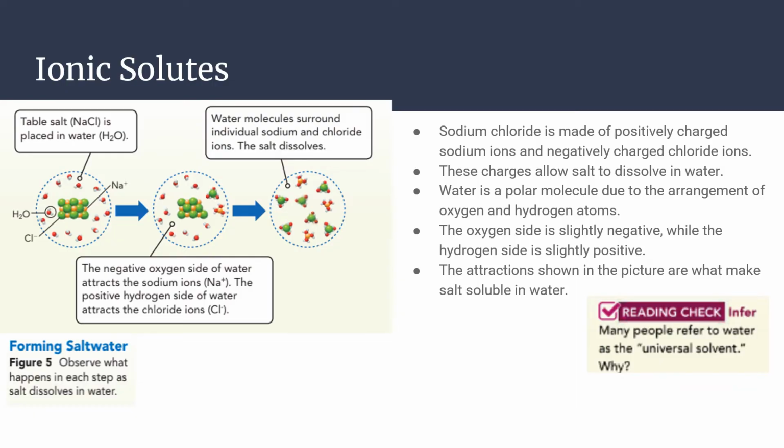So sodium chloride is made of positively charged sodium ions and negatively charged chloride ions. These charges allow salt to dissolve in water. Water is a polar molecule due to the arrangement of oxygen and hydrogen atoms. The oxygen side is slightly negative, while the hydrogen side is slightly positive. The attractions shown in the picture are what makes salt soluble in water.